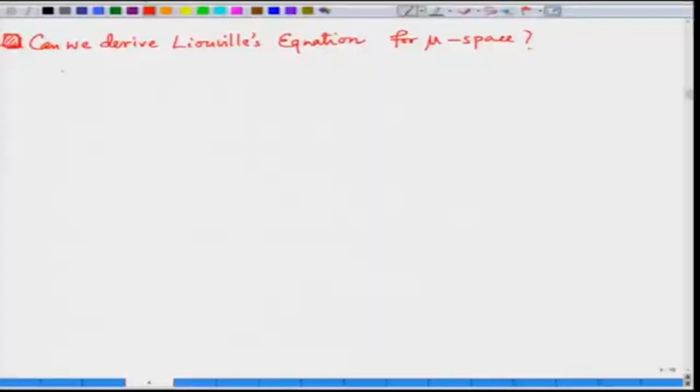We saw that under some given condition we can define a density of states, which we call formally a distribution function f, which is a function of r, u and t, of course. It is the density of states in mu space. Now, the question is: can we also derive Liouville's equation for mu space as we derived it for gamma space? Well, that is not evident.